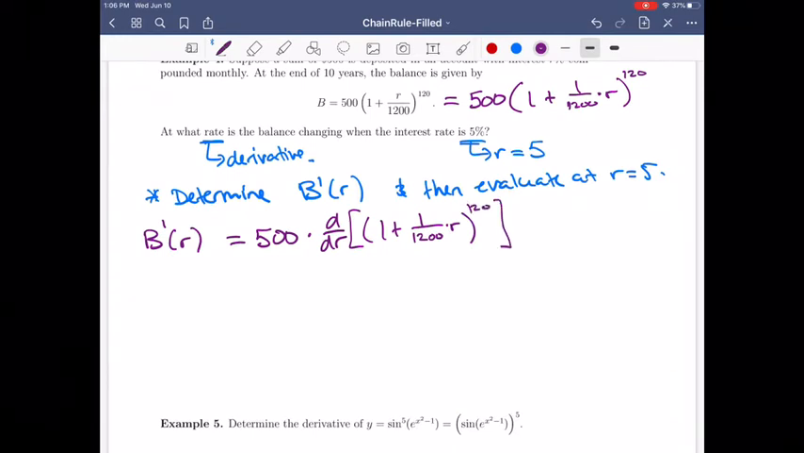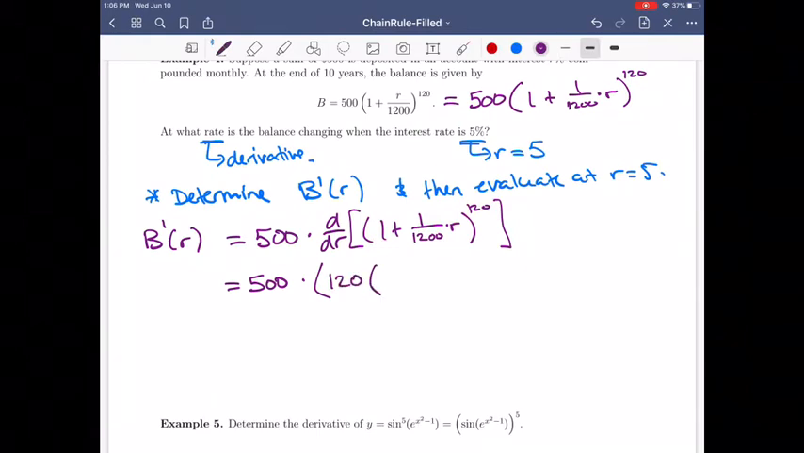Okay, now this looks like it's a function of r to a power. So we could use the generalized power rule or the chain rule. So it's going to be 500 times, so we take the outer derivative, so the outer bit is something to the power 120. So we bring the 120 down, and then we have the something exactly as it was, to the power 1 less, so to the power 119. And then we need to multiply by the derivative of the something, the thing that we didn't touch.